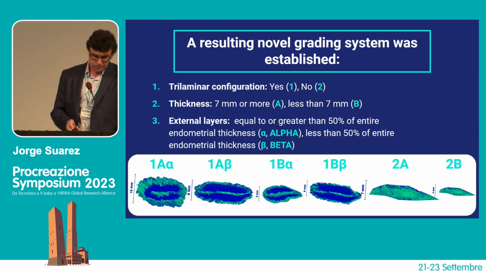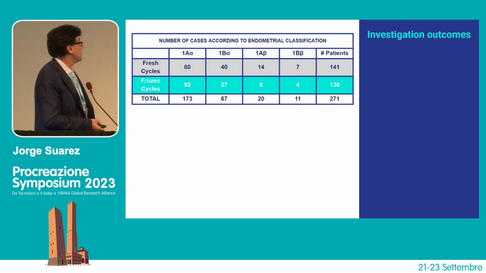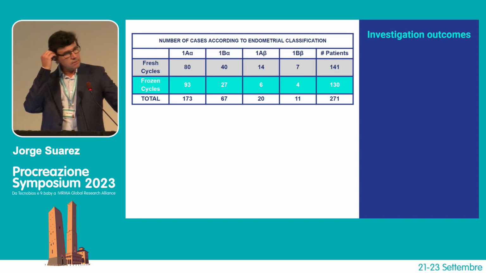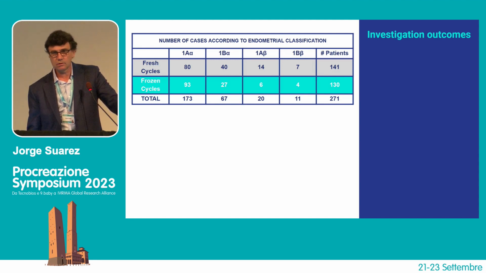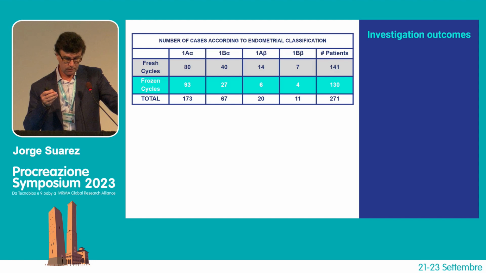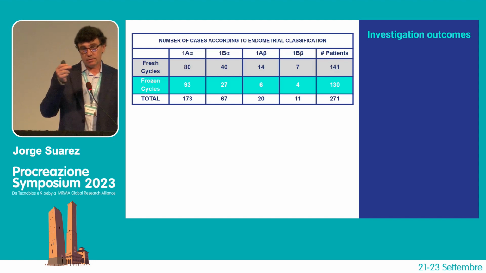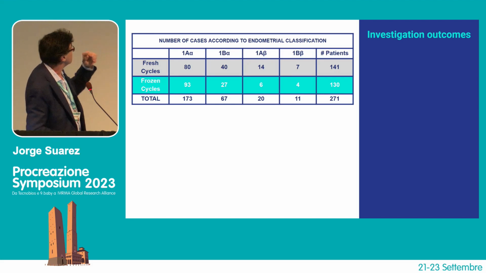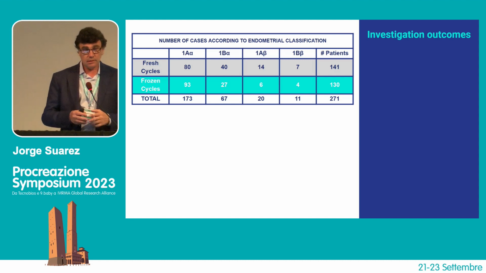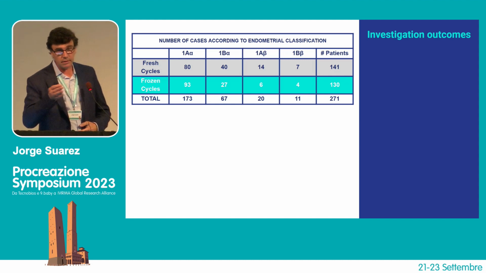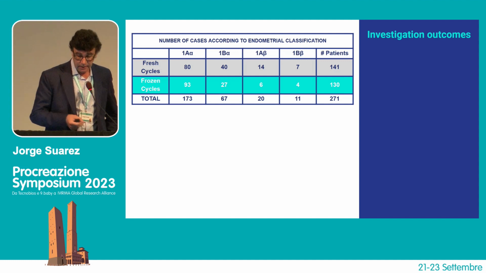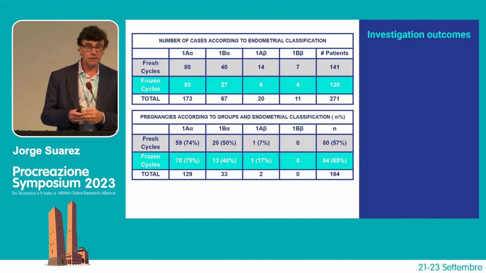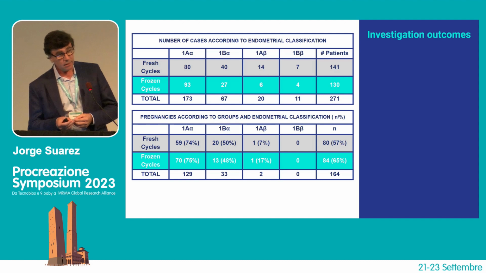Well, we can advance with the investigation outcomes. So remember that we mentioned at the first that our cohort is 271 individuals categorized in 2 different treatment modalities, the fresh cycles and frozen cycles. Then in this table, we represent the distribution of this cohort in each of the categories that we identify.